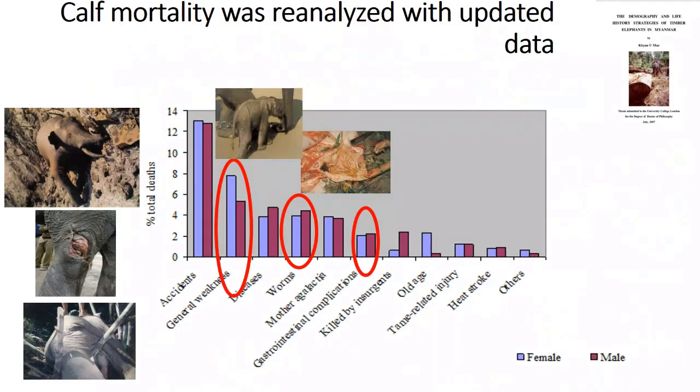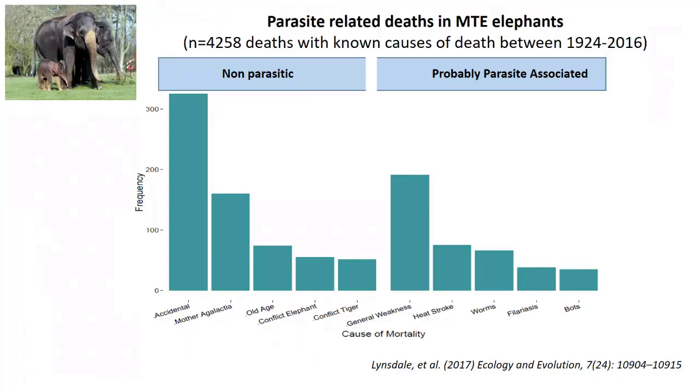Then the calf mortality data was reanalyzed with updated data. Our interest is the preventable cause of mortality. This is what we found: parasitic related deaths. We made a publication with one of my graduate students, Carly Lensday, who said these are probably parasite associated deaths, which is a preventable cause. He stressed this because when you have malnutrition and a lower body condition, we can get filarial worms, bots, worms, and general weakness.